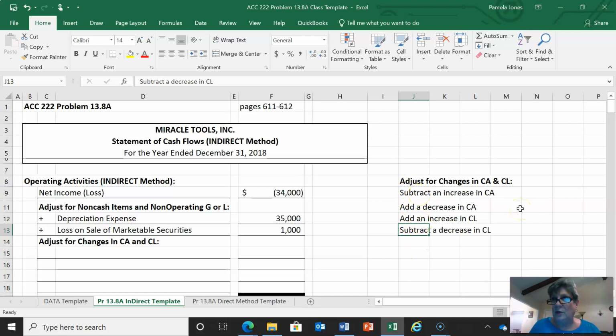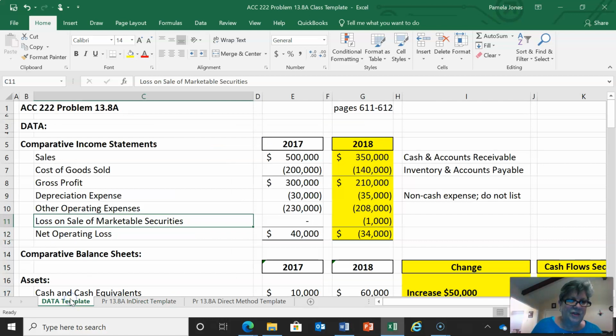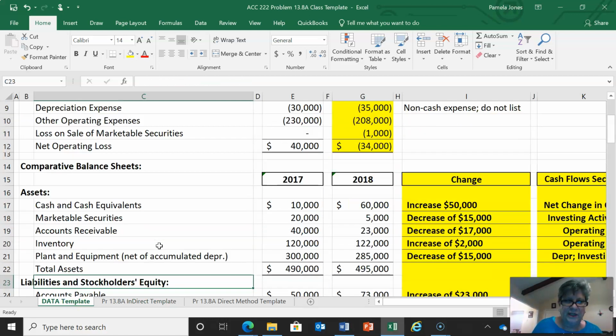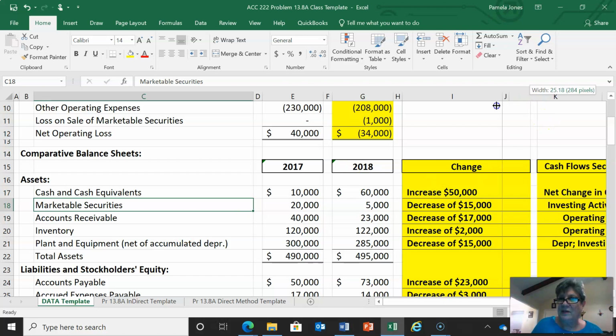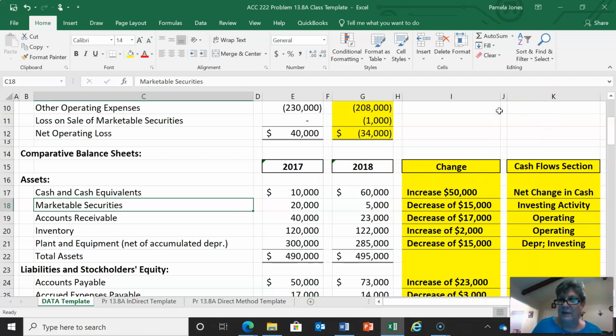Subtract an increase in current assets, add a decrease in current assets, add an increase in current liabilities, and subtract a decrease in current liabilities. Again, to me, a whole lot easier to remember. So we go back to our comparative balance sheet, and again, remember, we don't include cash. And marketable securities, we said, were investing activities. So that's going to be elsewhere.